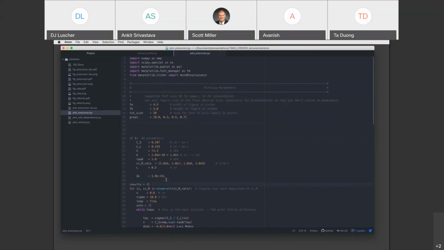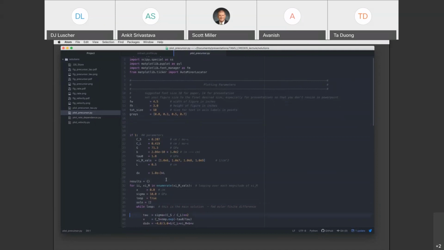Looks like you might have muted yourself, DJ. Thank you for pointing that out. I guess when I changed the window that I'm sharing, it muted me. Can you see my text editor?